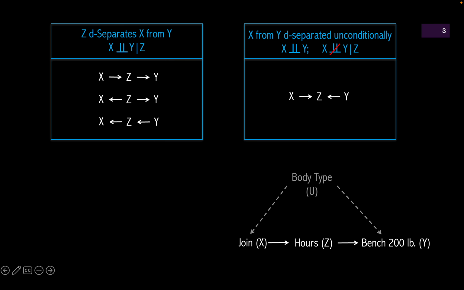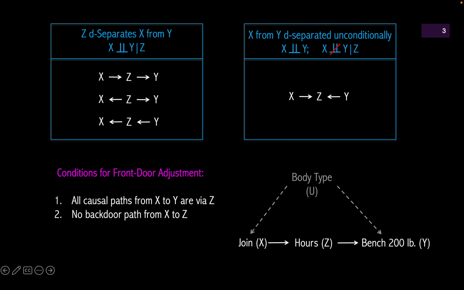In order to apply the front door criterion, you need a variable set Z that meets three conditions. First, Z must completely mediate the XY relationship. So there can't be an influence of joining the gym on the outcome, except through the number of hours spent there. Second, there can be no backdoor path between X and Z, such as a common cause of X and Z that one does not condition on. Finally, X needs to block all backdoor paths between Z and Y. Since the only backdoor path here goes through X, this condition obtains.